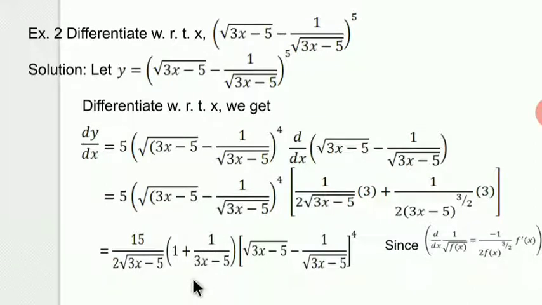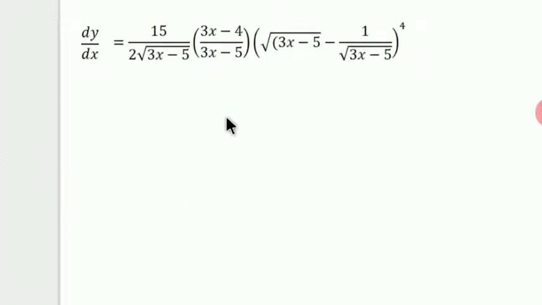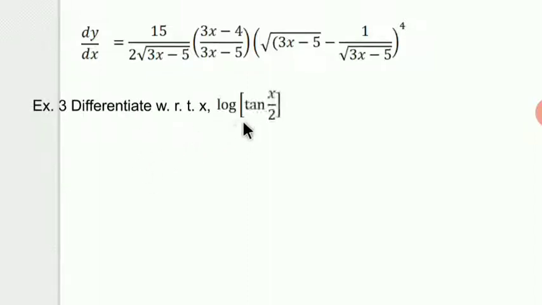So we get dy by dx is equal to 15 upon 2 times square root of 3x minus 5, multiplied by (3x minus 4 upon 3x minus 5) multiplied by (square root of 3x minus 5 minus 1 upon square root of 3x minus 5), bracket raised to 4. This is our required answer. Now example number 3: differentiate with respect to x, log of tan x upon 2.